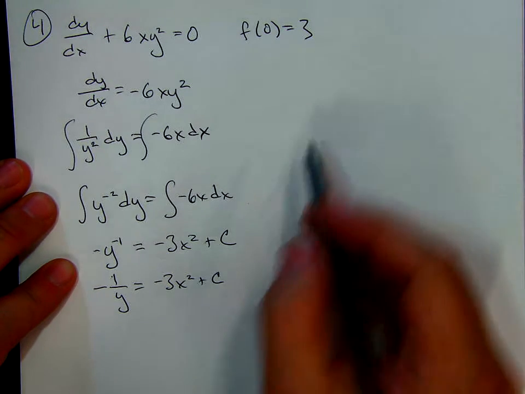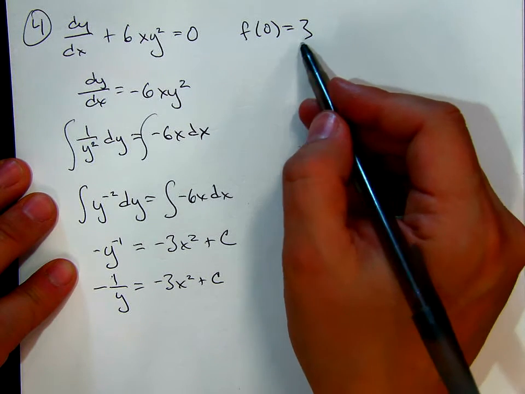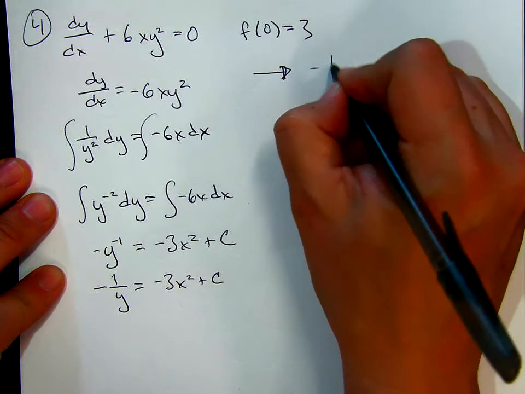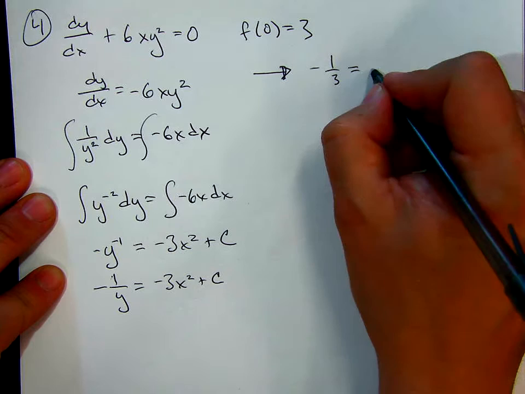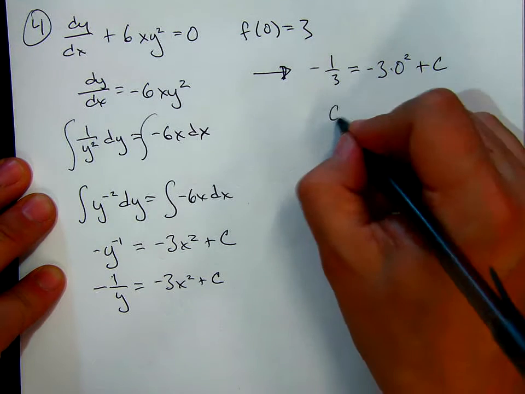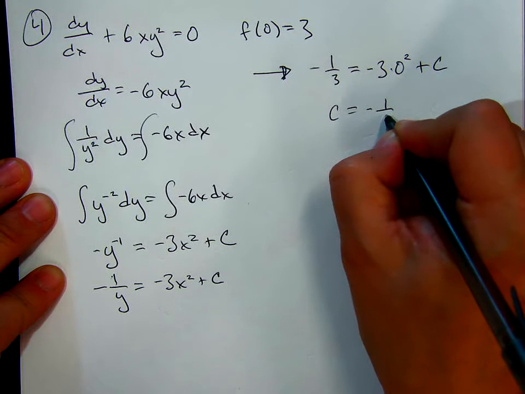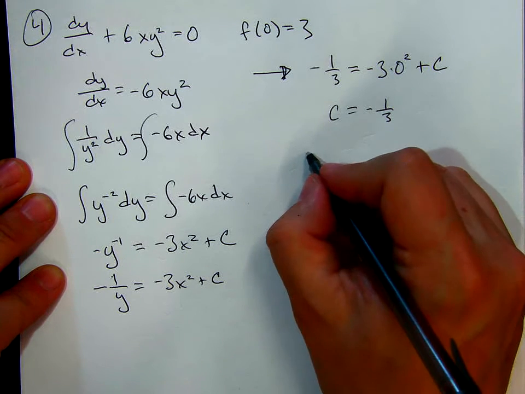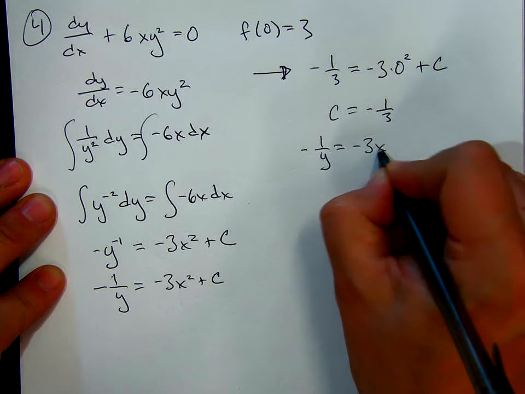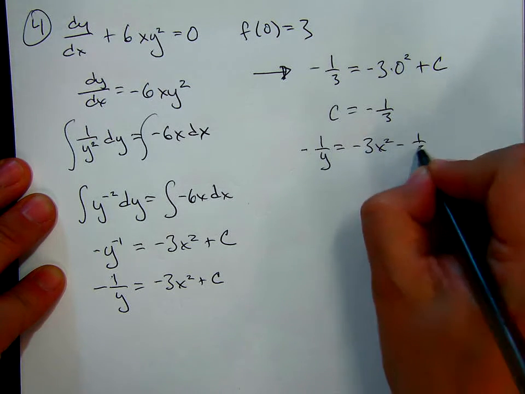Now, to find c, I will plug in my point, (0, 3). That gives me negative 1 over 3 equals negative 3 times 0 squared plus c. So c is going to be negative 1/3. Okay, so I can say negative 1 over y equals negative 3x squared minus 1/3.